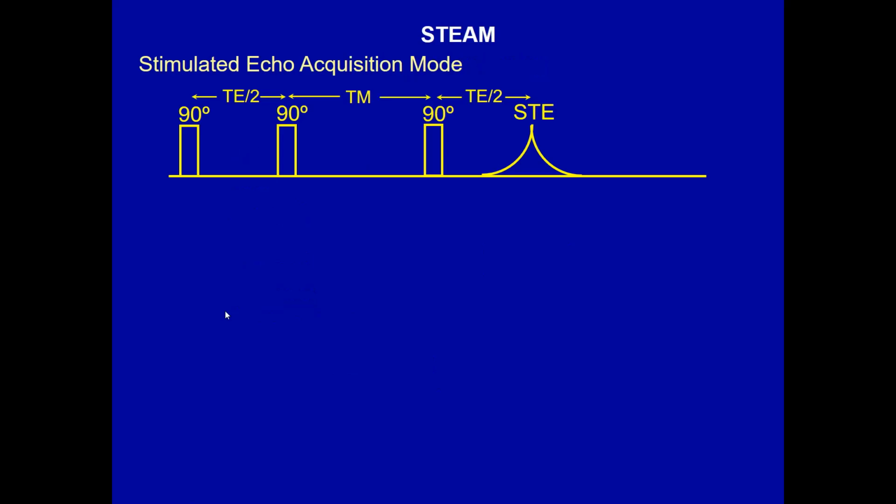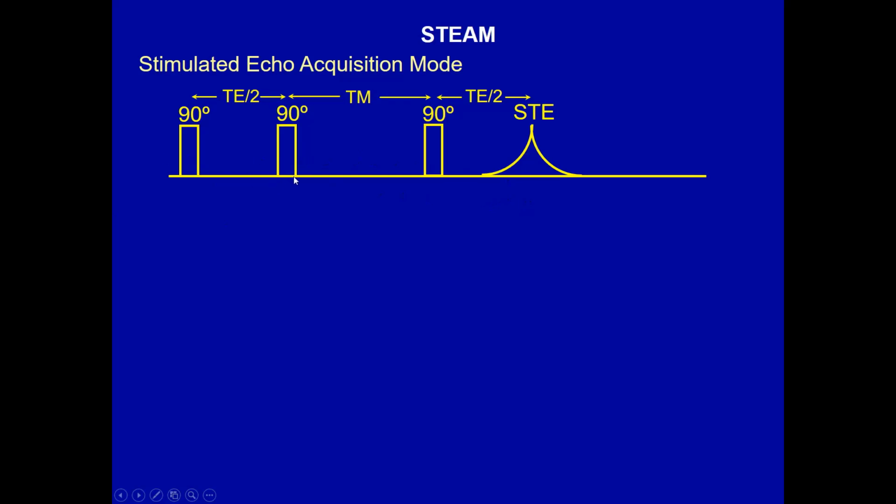STEAM stands for Stimulated Echo Acquisition Mode, and it consists of a combination of 3 90-degree pulses. This is nice, partly because we can have shaped pulses that give us 90-degree tips with high frequency selection.